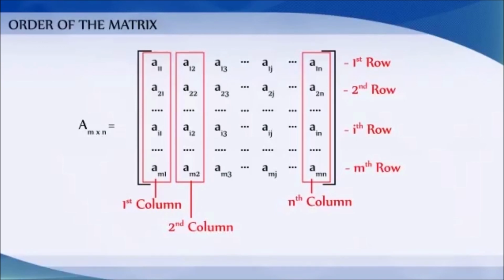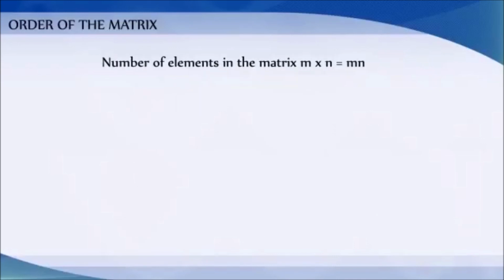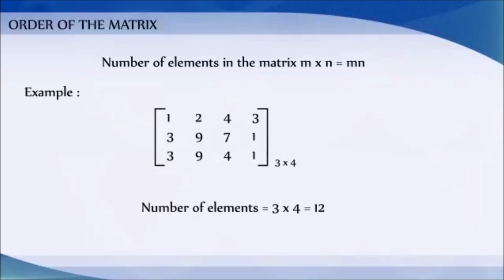Ain, Amn. So, this given matrix can symbolically be written as matrix A equal to bracket Aij of order m by n, where i lies between 1 to m and j lies between 1 to n, and i, j belong to natural numbers. The number of elements in the matrix m by n is m multiplied by n. For example, the number of elements in a 3 by 4 matrix is 3 multiplied by 4, equal to 12 elements.